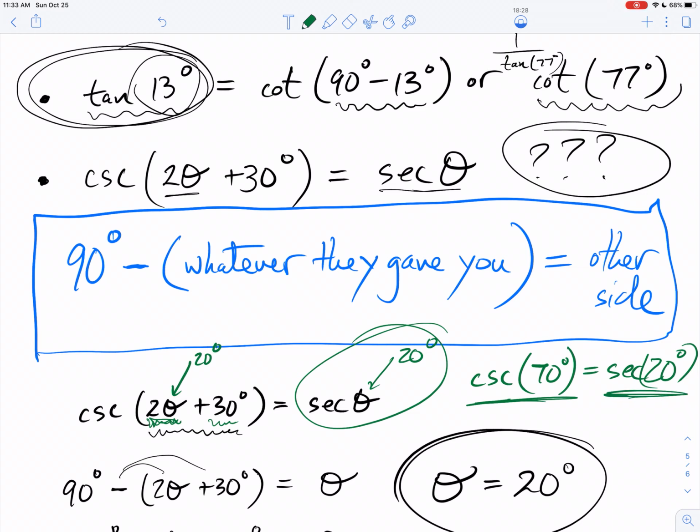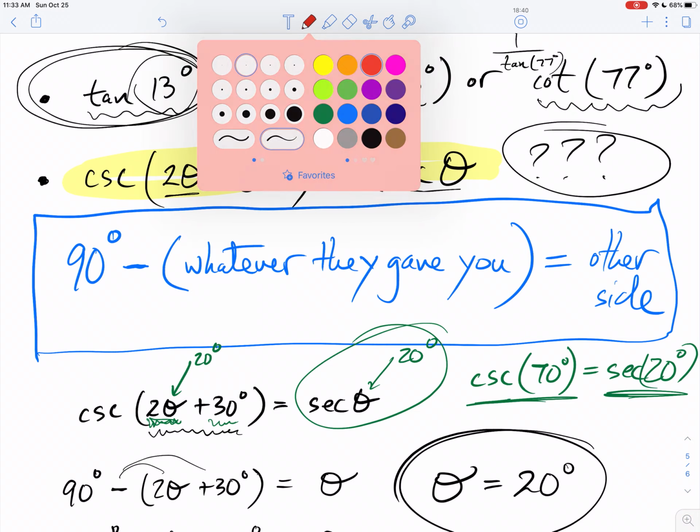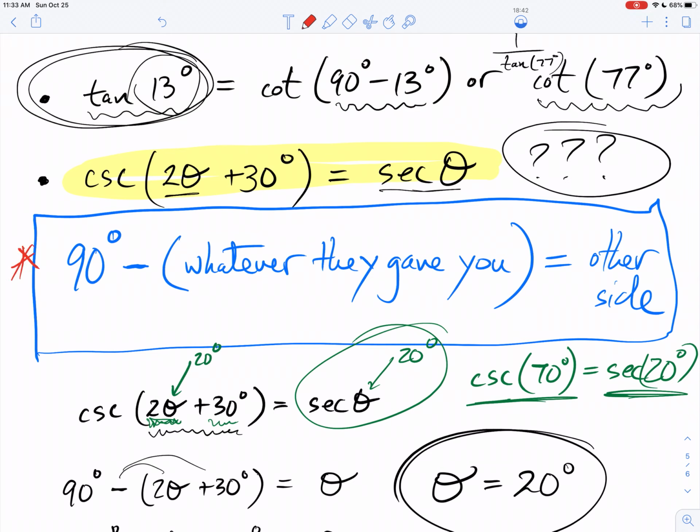So if they give you something mysterious looking like this, and they say figure out what theta has to be, how do you do it? You do this. You go 90 minus whatever they gave you. Set it equal to the other side. And if you want to do it backwards, it's okay too.